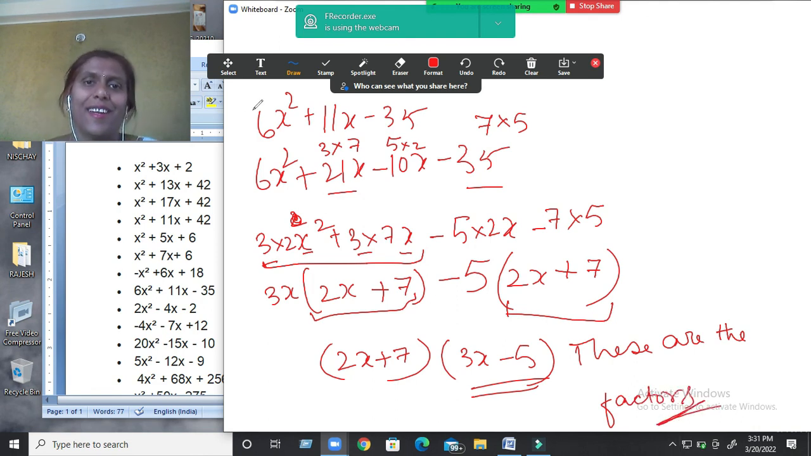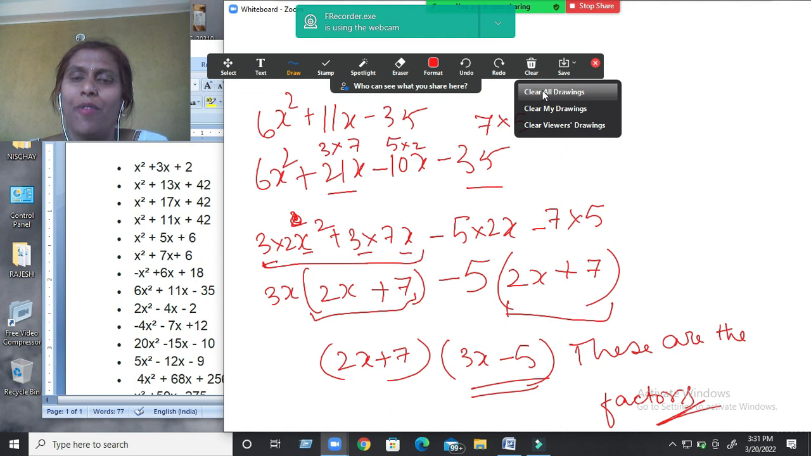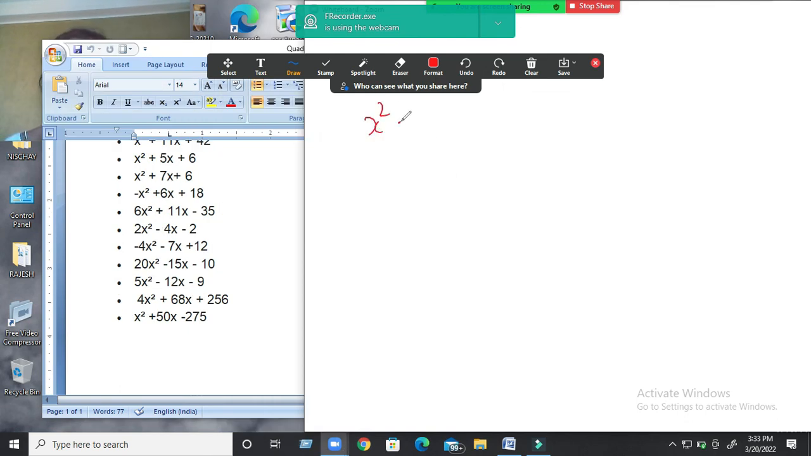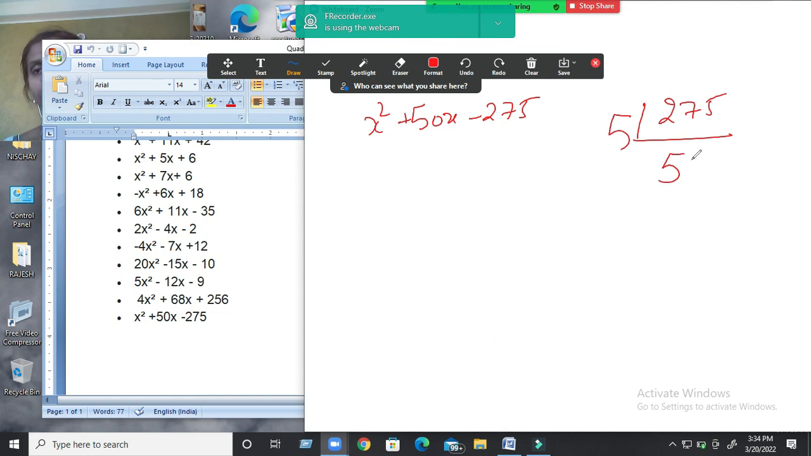Alright. Now, let me take you to another example. I hope you guys have understood. If not, we'll discuss it again. x square plus 50x minus 275. Here it is very direct. Take the LCM of 275. 5 fives are 25, and 55. Okay, it is very simple.